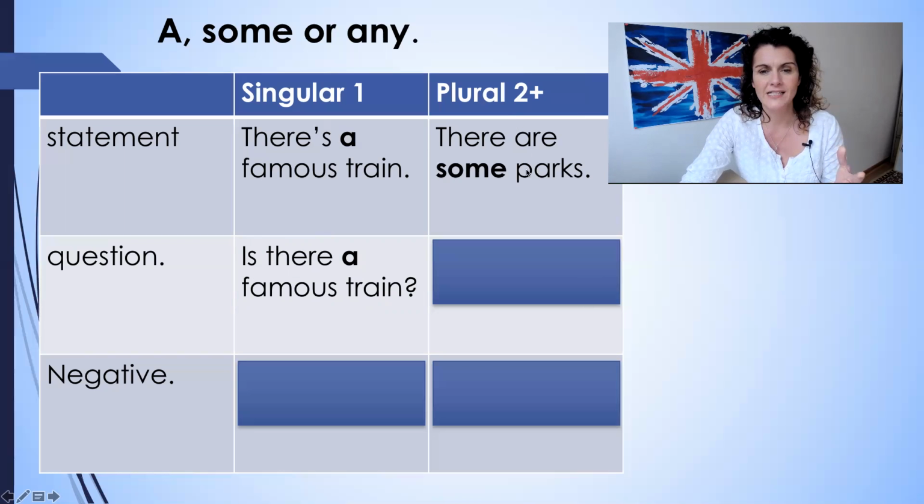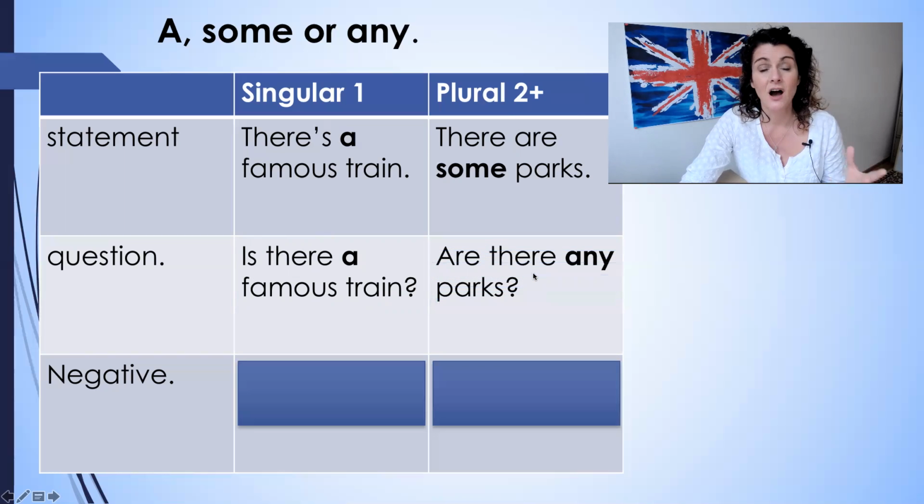What about this phrase? There are some parks. How can I ask that as a question? Are there any parks? So again, I'm using the plural form of the verb to be, are, but I'm not using some. In a question, I use any. And then my noun finishes with an S.